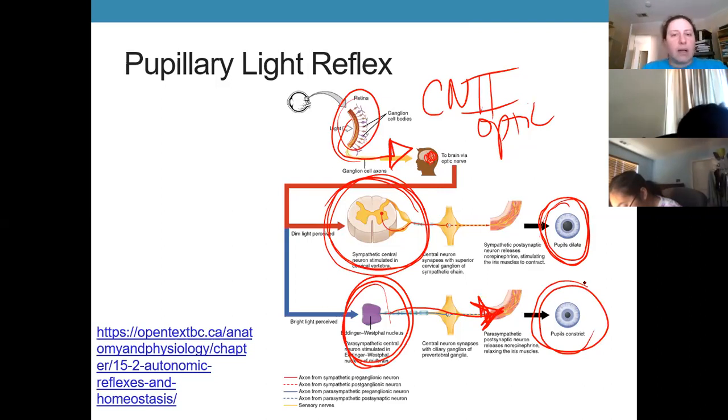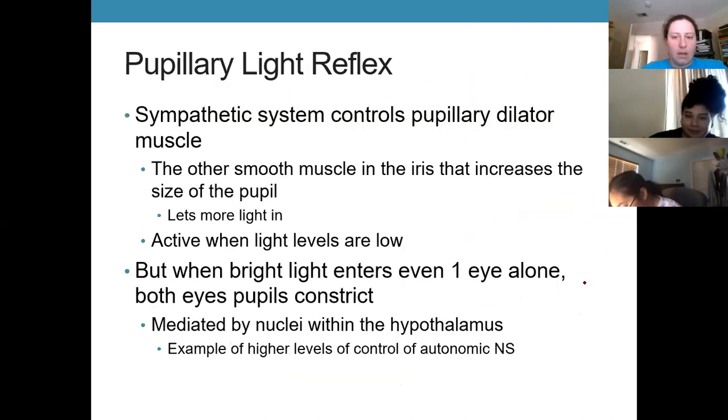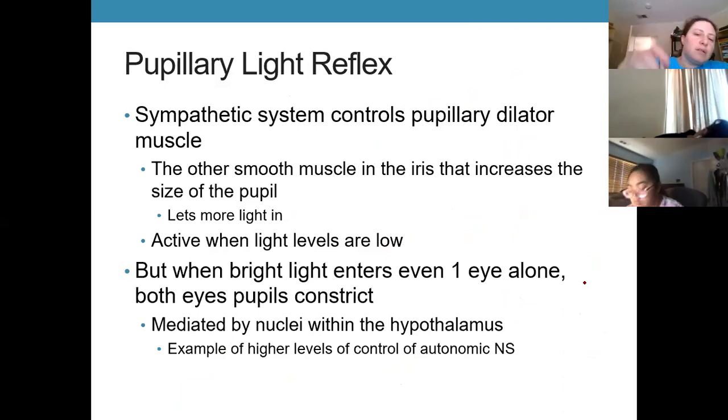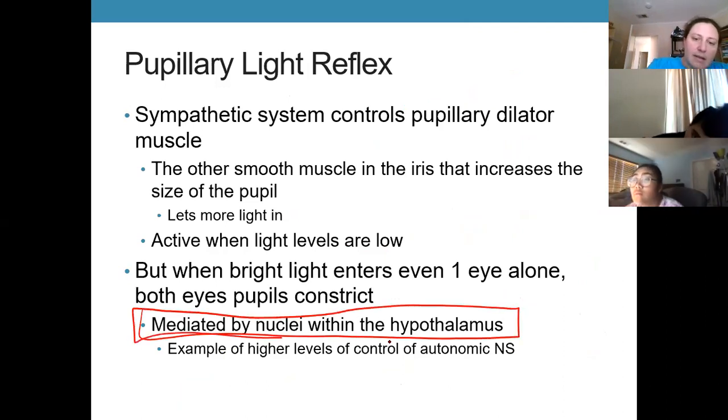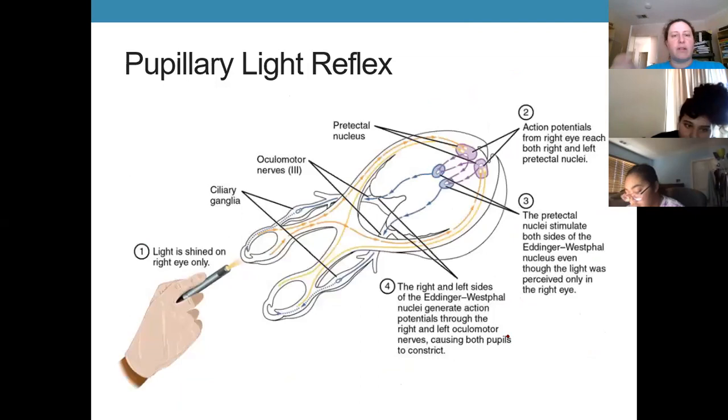Now, the reason why it crosses over is because of the way that the processing occurs. So there's a nucleus in the hypothalamus that controls the constriction of the opposite eye. Please tell me I have a diagram. This is the weird diagram in your book.